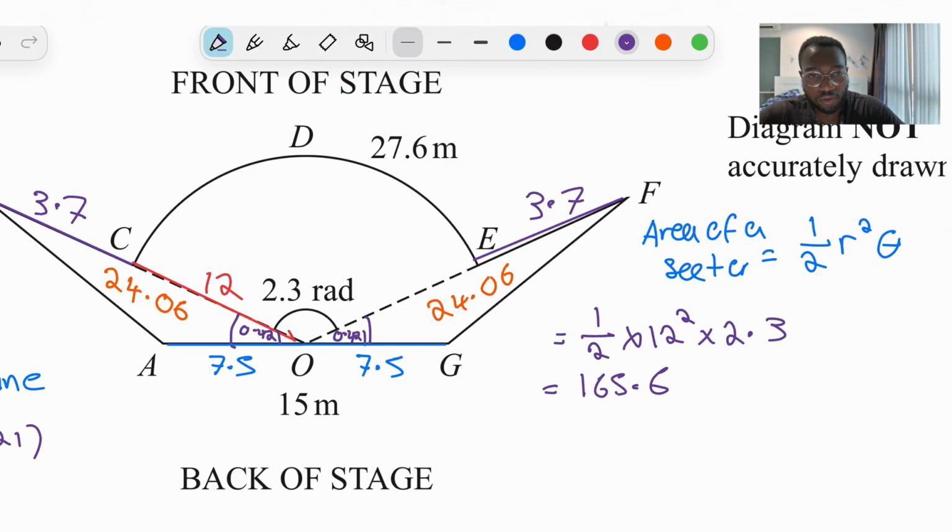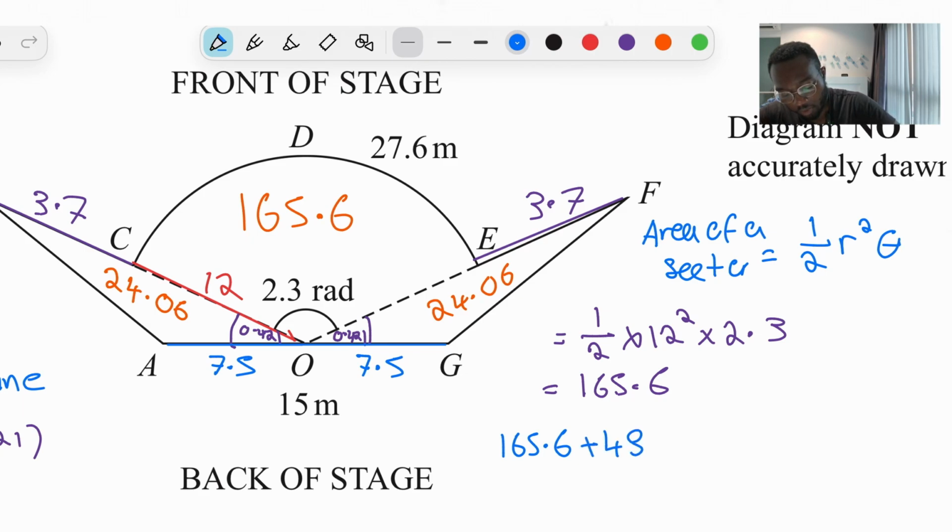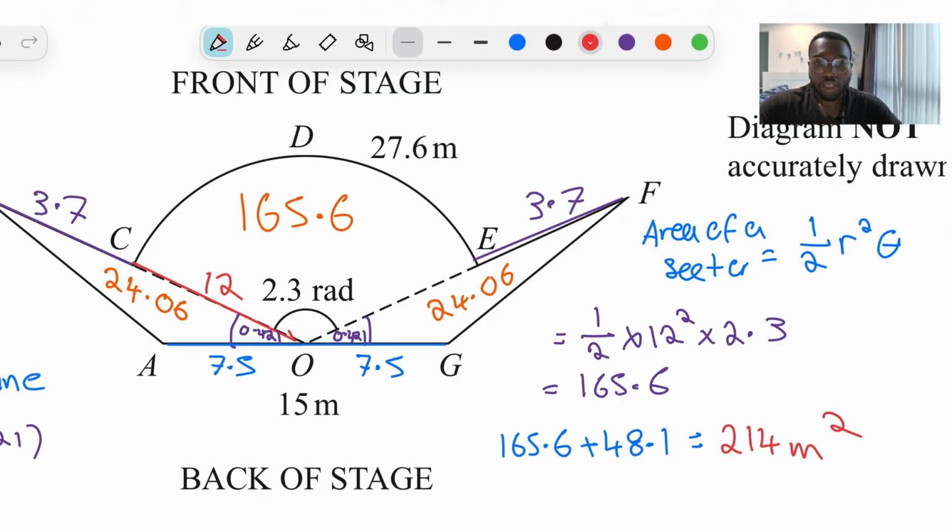And now all we need to do is add our values together. So we know that this area here is 165.6. Then it's very simple from this. We just do 165.6 plus the 24.06 plus 24.06, which we worked out is 48.1. And then what does that equal? That equals 214 meters squared. So we know the area of the stage is going to be, rounded to three significant figures, 214 meters squared.